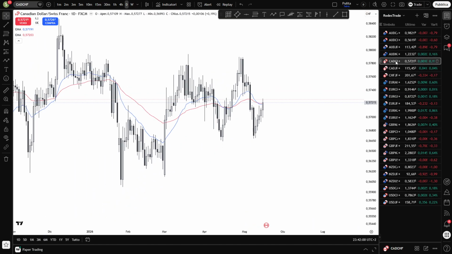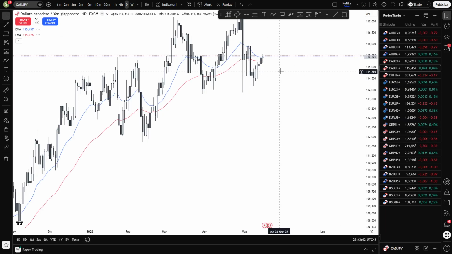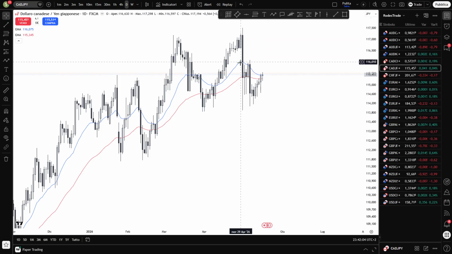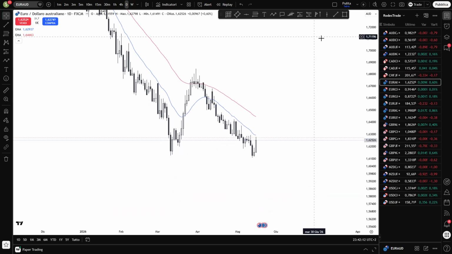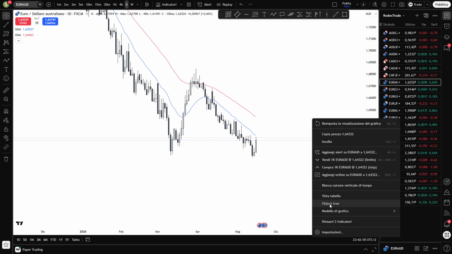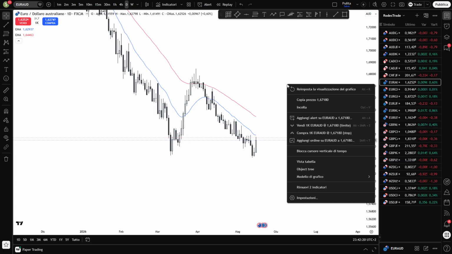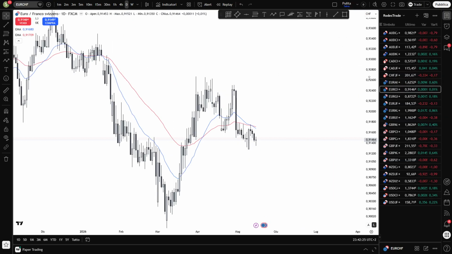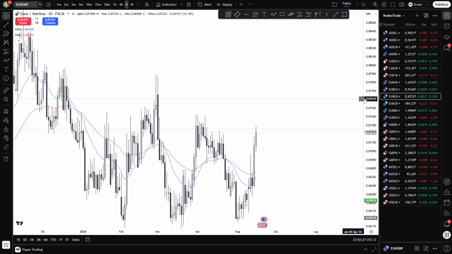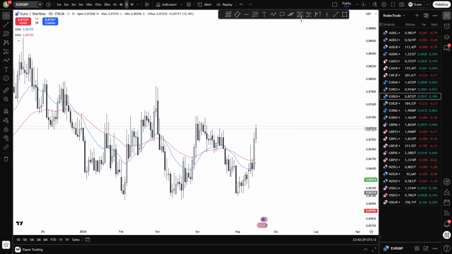CAD CHF, nothing here. CAD JPY, nothing here. Price is near the moving average. I want to see price far from the moving average. Same, nothing here. Nothing here. Here we just took a trade last week. Let me see if you can see that. I don't think you can see that. Nothing here. Okay, there is something here.